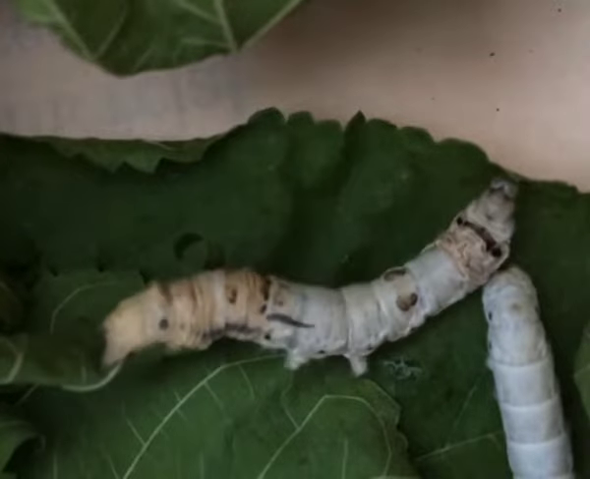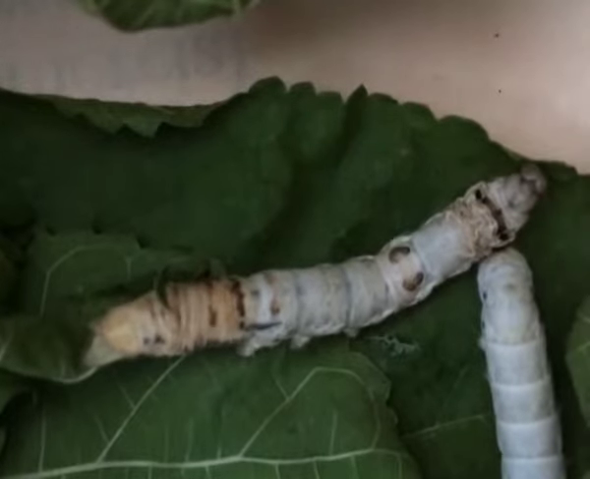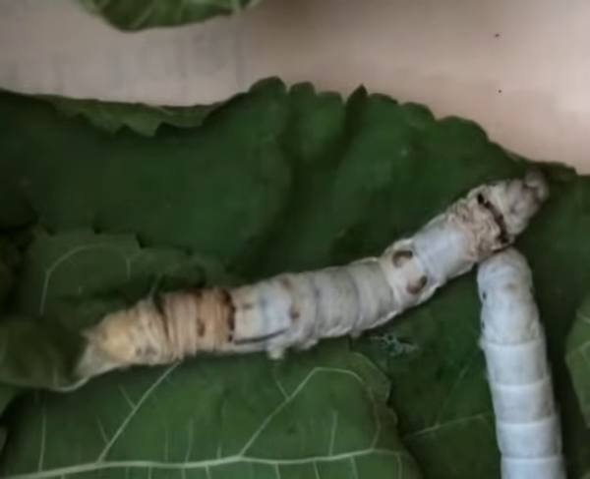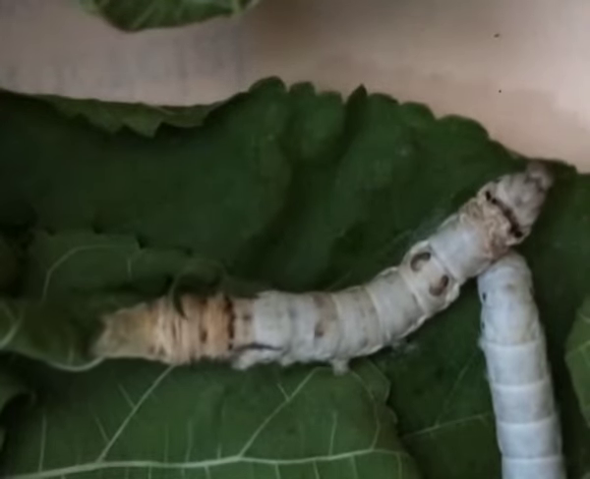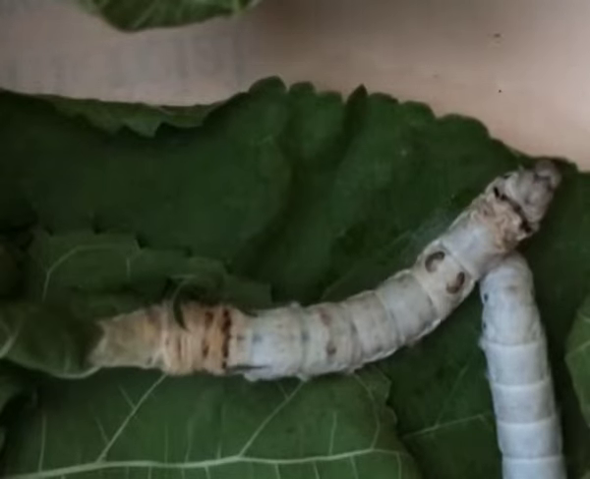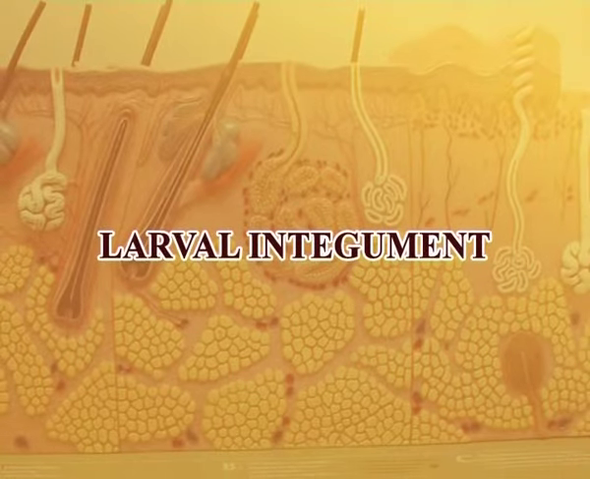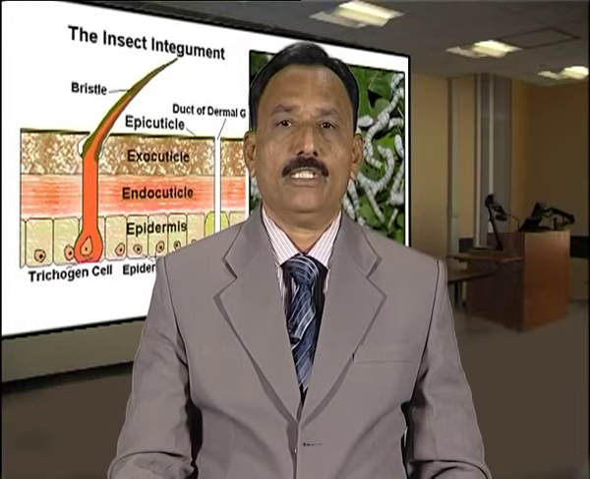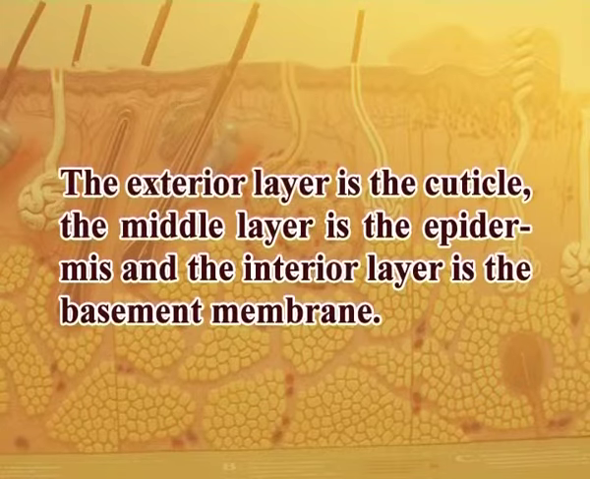On the inner side of the primary and secondary cuticle, there is a layer of epidermal cells under which lies the basement membrane. Each of the epidermal cells has a nucleus, and these cells also contain pigments which form different patterns. Larval integument. The larval integument comprises three main layers. The exterior layer is the cuticle, the middle layer is the epidermis and the interior layer is the basement membrane.